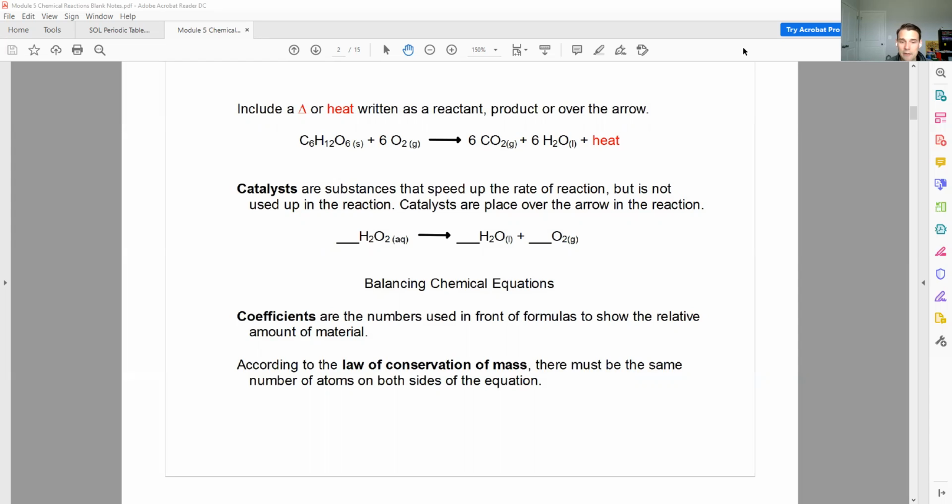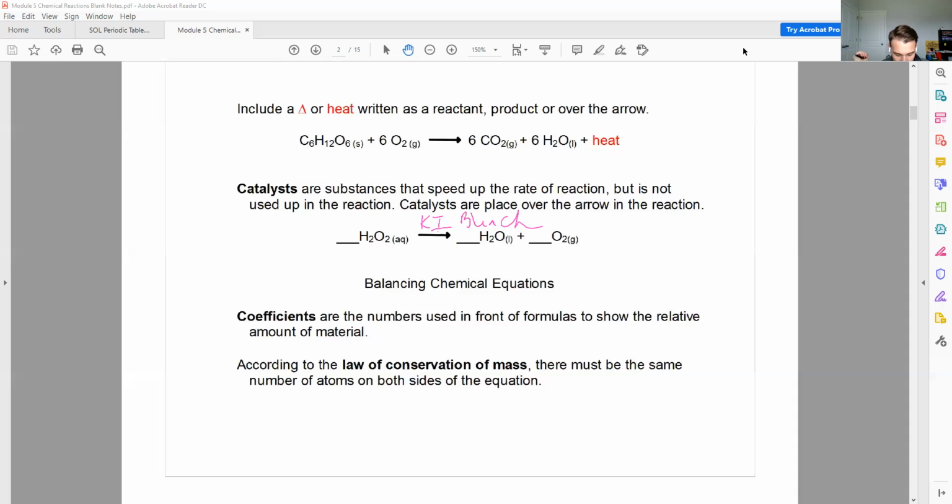So this is showing us hydrogen peroxide decomposing into water and oxygen gas. So there are plenty of catalysts. I think in the video, it uses potassium iodide. You could also use bleach. Bleach is also a catalyst for this reaction. So yeah, it would go over the arrow. You could also have it as both a reactant and a product to show that nothing has happened. It was started as a reactant, it came out as a product, so it didn't do anything.